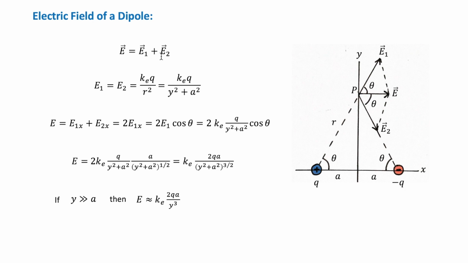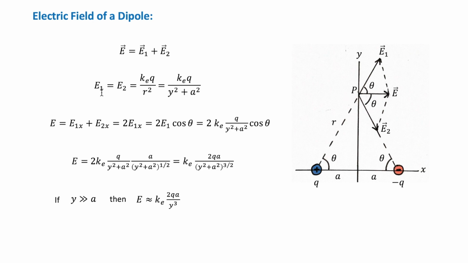But from symmetry, you can see that the y components of E1 and E2 are equal in magnitude and opposite in direction. So this is the y component of E1 and this is the y component of E2, and they are equal in magnitude, opposite in direction, so they cancel each other out, okay? And the x components are equal in magnitude and have the same direction, so they add up.